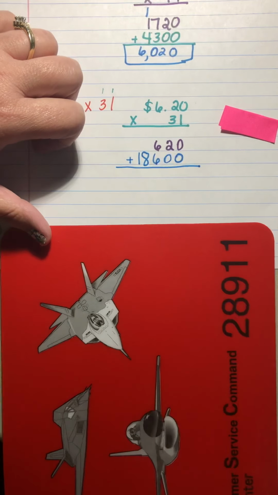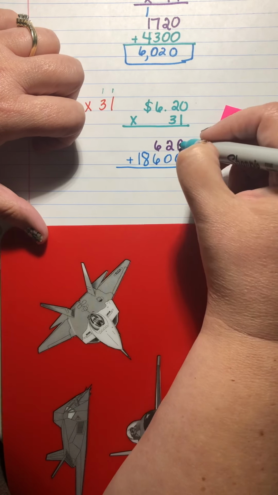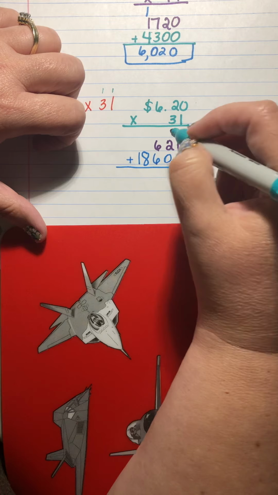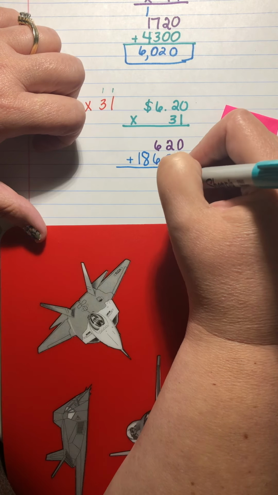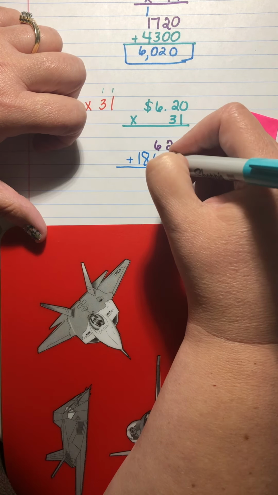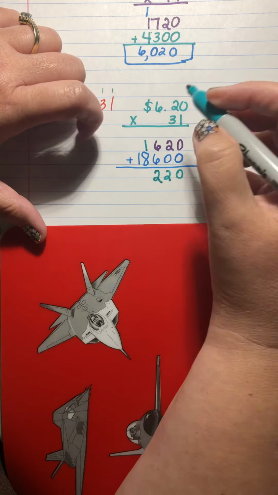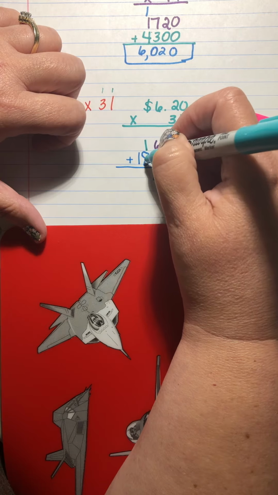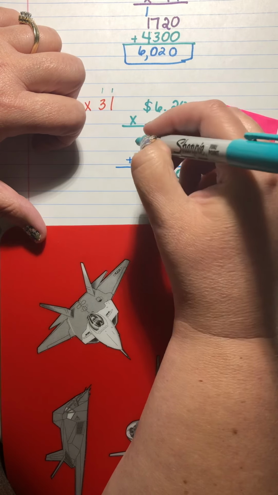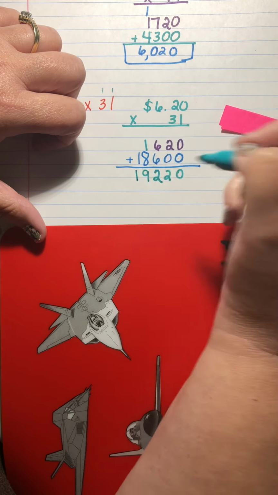So when I add, I have 0 plus 0 is 0. 2 plus 0 is 2. 6 plus 6 is 12, so I'm going to write down my 2 and carry forward my 1. 1 plus 8 is 9, and 1 plus nothing is 1.